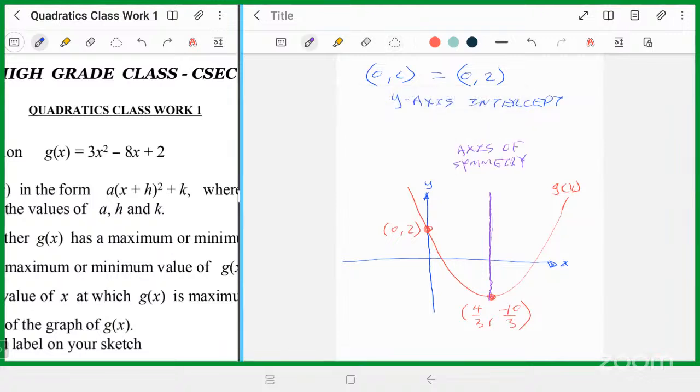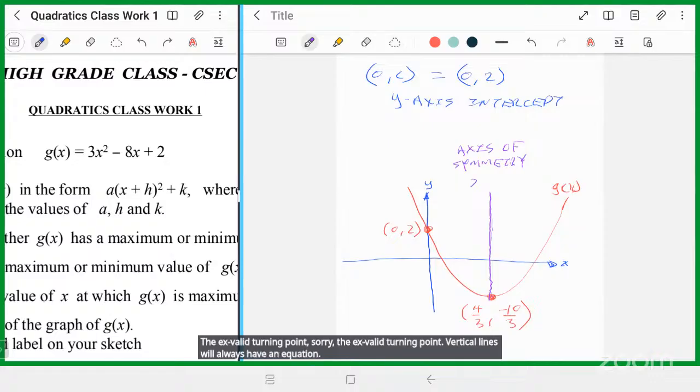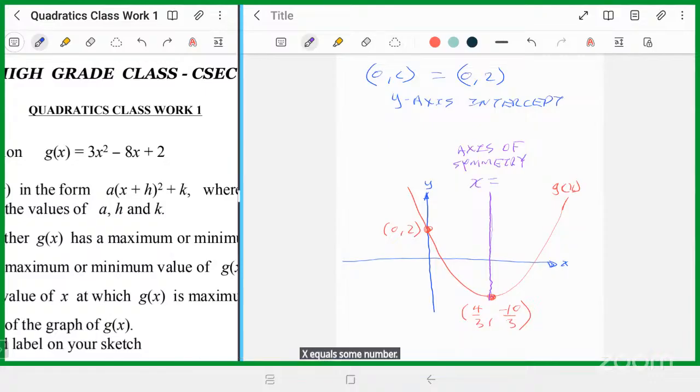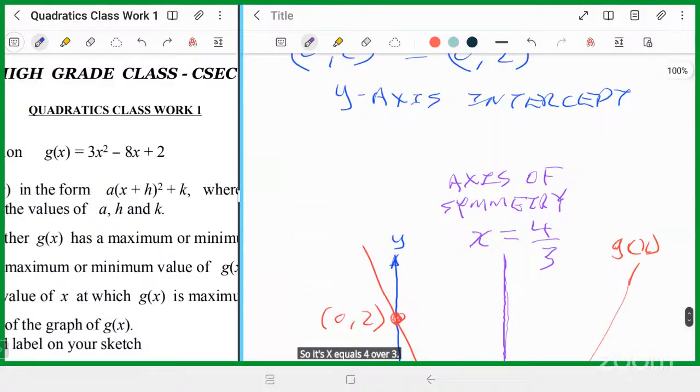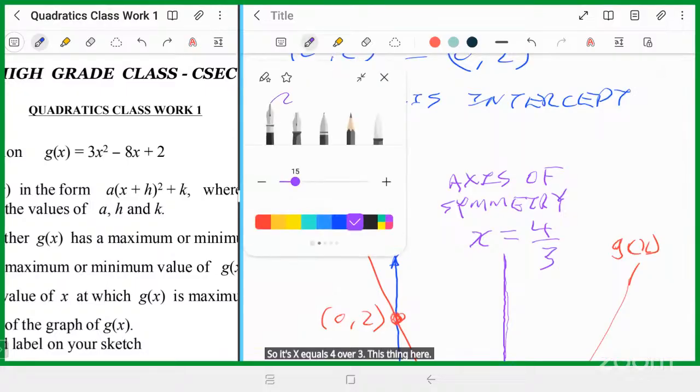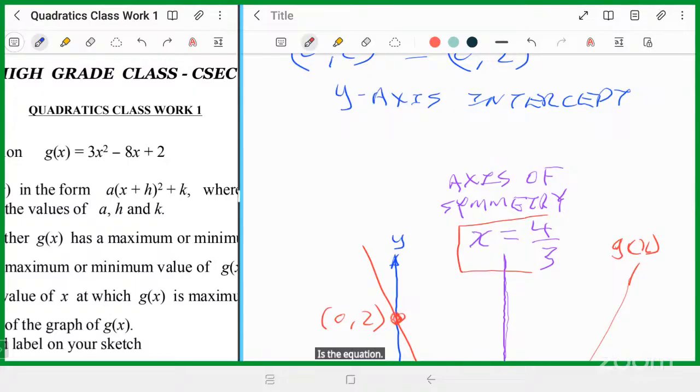Vertical lines will always have an equation, x equals some number. What number? The x value of a point that it passes through, which is the x value of the turning point. So it's x equals 4/3. This thing here is the equation of the axis of symmetry written like that. X equals 4/3. You can't just put 4/3. You have to write out this equation. That is the equation of that vertical purple line.